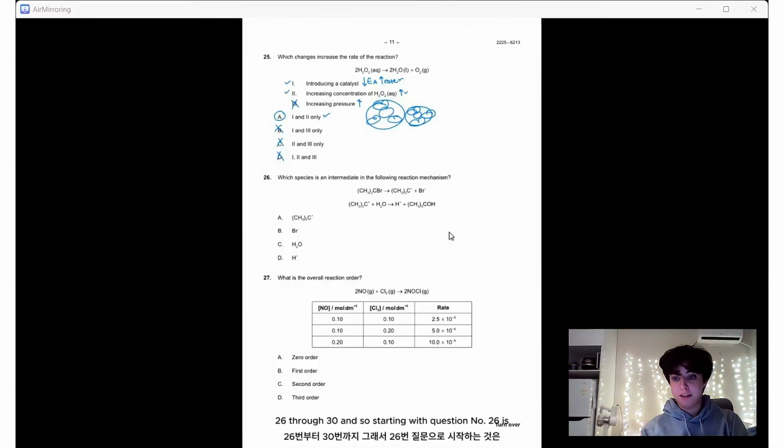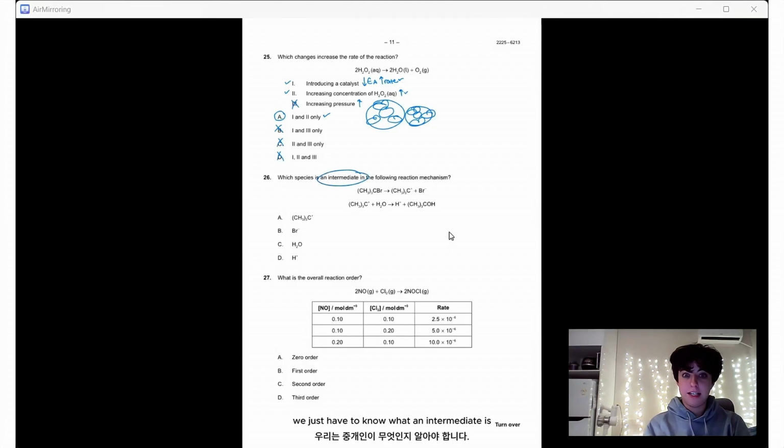Starting with question number 26, we have this question asking which species is an intermediate in this reaction mechanism. We have a step 1 and a step 2. We just have to know what an intermediate is in the first place. An intermediate is something that is in the products of one step and then goes on to the reactants of the next step or a future step, if you will. It also has to cancel out and not be in the overall equation.